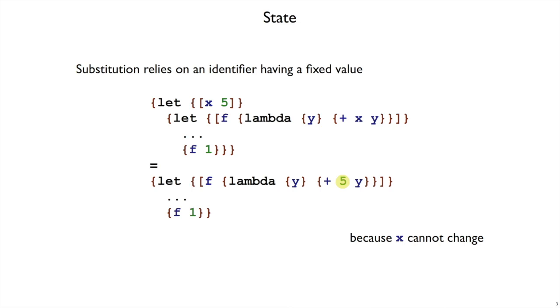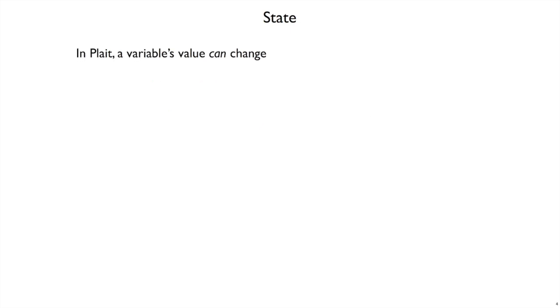We actually implement substitution using environments, but the environments are making sure that they implement exactly what substitution does. There's nothing that can happen during these dot dot dots that will change the x to be something different than 5. Plait is actually different from that.